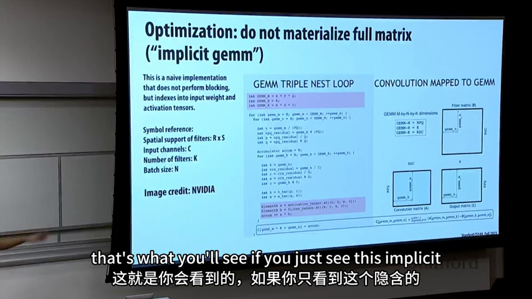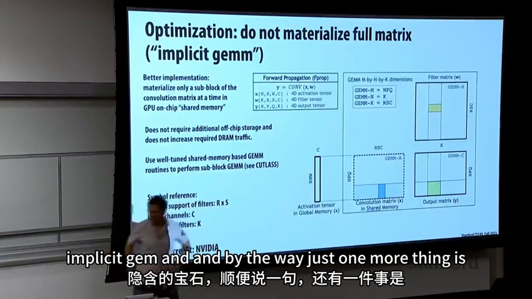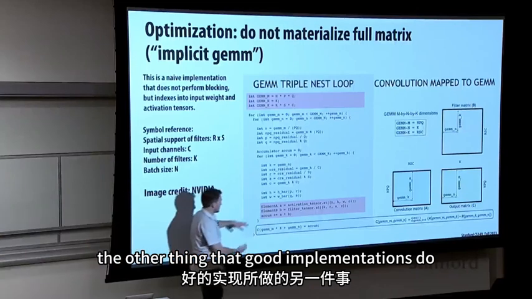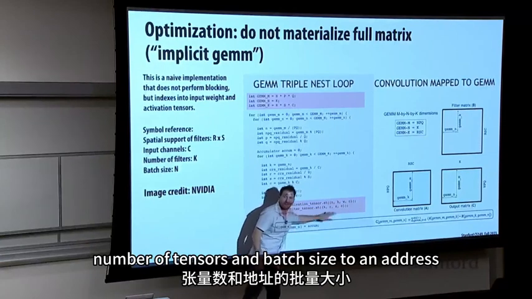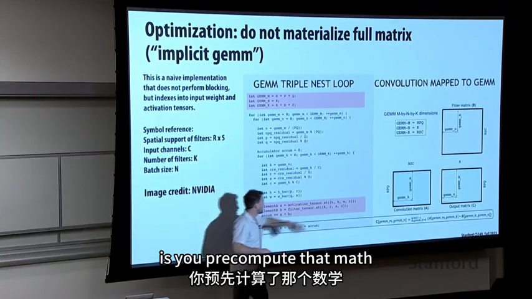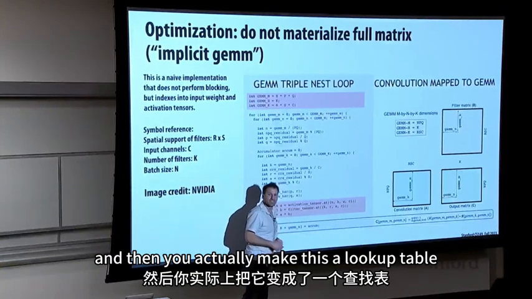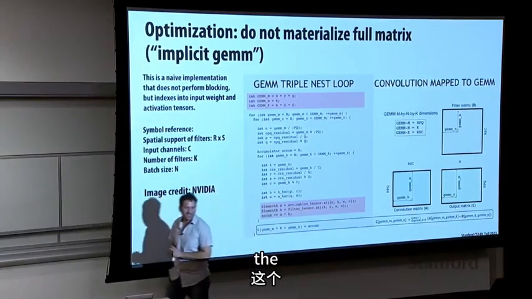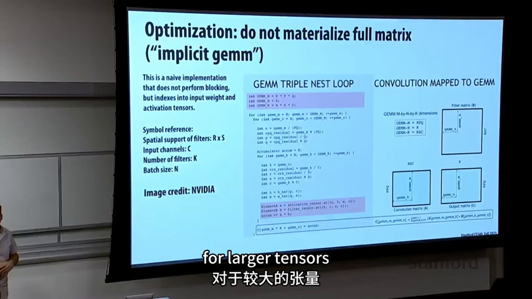So that's what you'll see if you just see this implicit GEMM. And by the way, just one more thing is, the other thing that good implementations do is all of this math that goes from width, height, number of tensors, and batch size to an address. If you want the fastest implementation, you pre-compute that math. And then you actually make this a lookup table. So you actually burn a little bit of memory to get back the addressing calculations, which actually can be non-trivial for larger tensors.